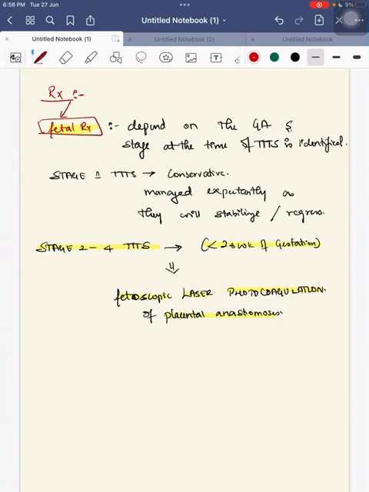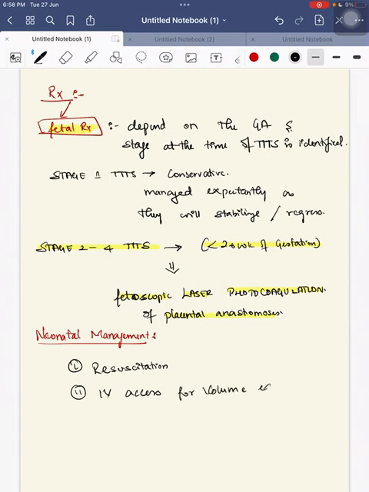This is about the fetal treatment. Next we will see about the neonatal management. Neonatal management starts from the delivery room itself, starting with resuscitation at birth. Second, you have to do IV access for volume expansion if the child is hypovolemic, to treat hypovolemia. It is in the donor twin, and a PRBC transfusion to treat the anemia in this donor twin, and correction of hypoglycemia.